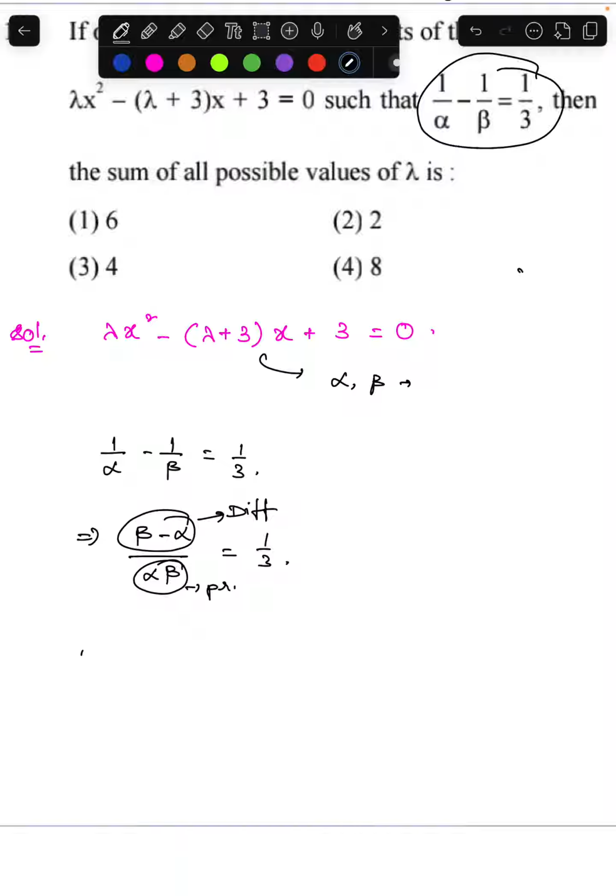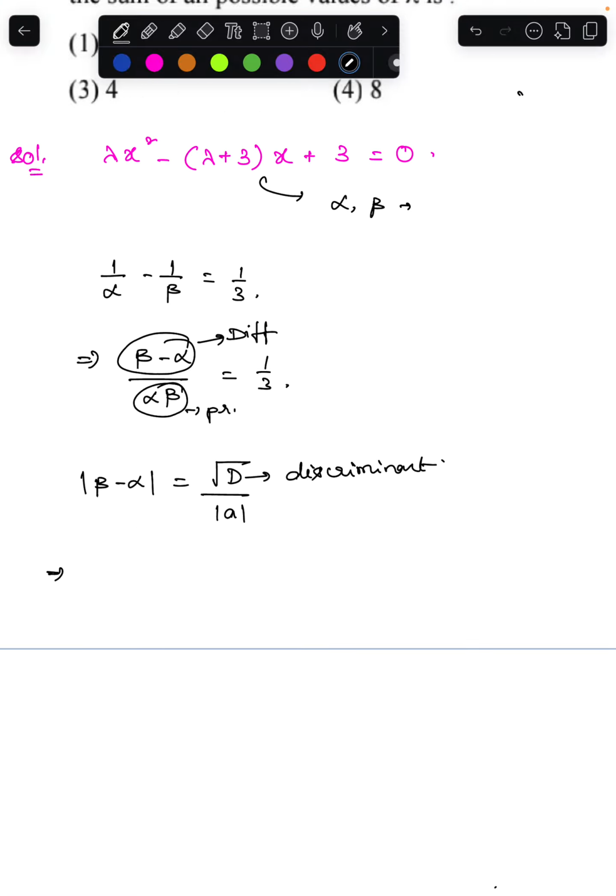So the difference between the roots, we already know the formula: mod of beta minus alpha or alpha minus beta is root D by mod a, where D is the discriminant and a is the leading coefficient. Now if you apply that, I will square it up because here there is a square. So (beta minus alpha) whole square by (alpha beta) whole square equals 1 by 9.